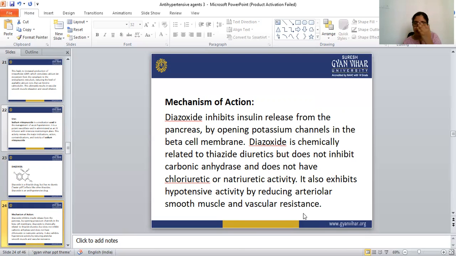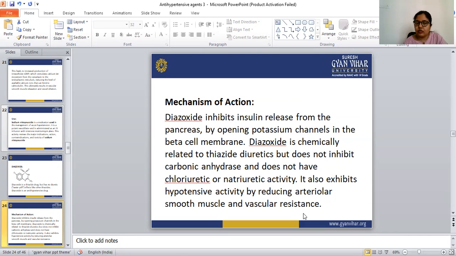Diazoxide inhibits insulin release from the pancreas by opening potassium channels in the beta cell membrane. Diazoxide is a chemical related to the thiazide diuretics, but it doesn't inhibit carbonic anhydrase.